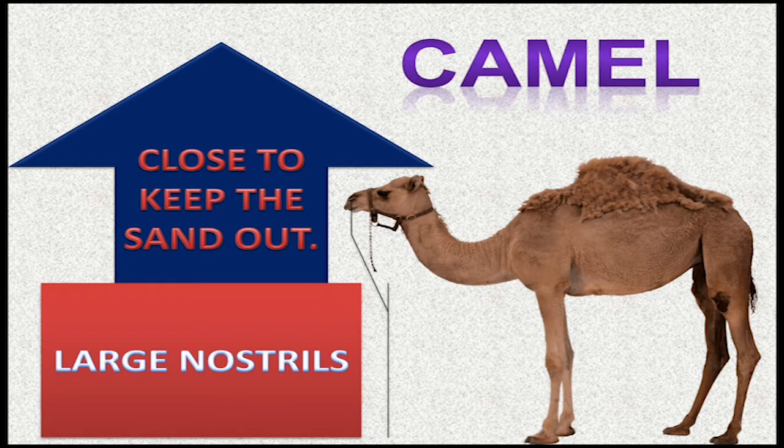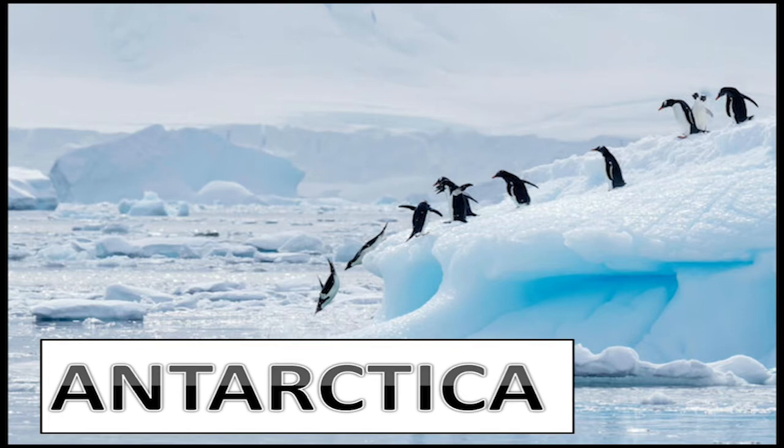Some deserts are always cold. In fact, the biggest desert in the world is Antarctica. Even though it is covered in snow and ice, it rarely rains or snows. That's what makes it a desert.